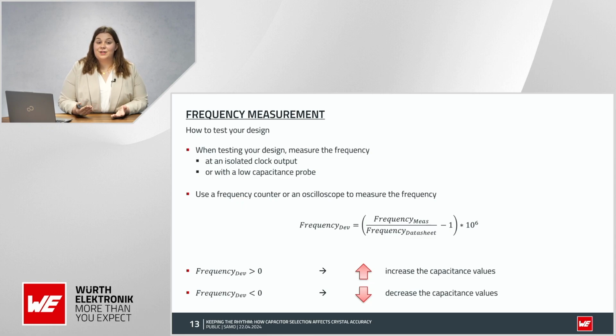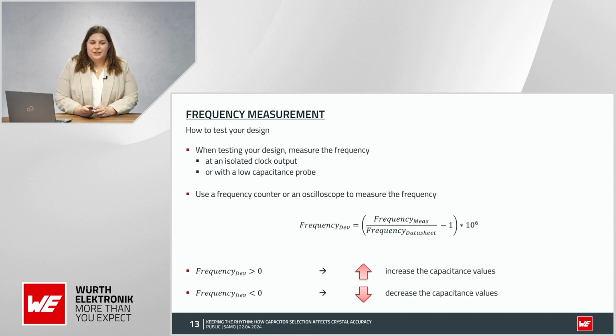You will measure the frequency of the circuit plus the capacitance of your probe. So whatever you do, you won't measure the right frequency. So either you have an isolated clock output where you don't change the frequency, or you should use a low capacitance probe.